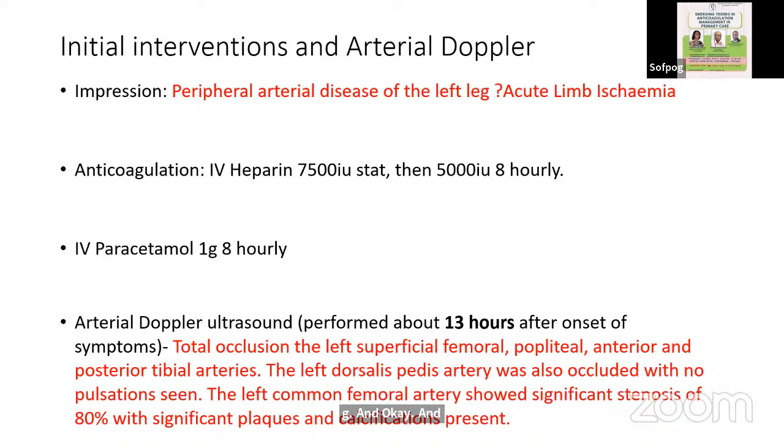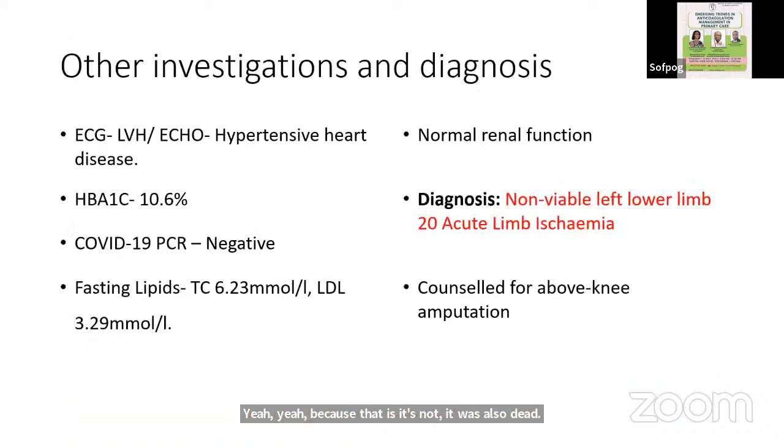The Doppler showed a total occlusion of the left superficial femoral artery; the popliteal, the anterior and posterior tibialis arteries were all occluded. The left dorsalis pedis artery was also occluded, and there were no pulsations. A bit higher up, the common femoral artery was about 80% occluded. There were other investigations that had been requested. Subsequently, the medical review told me that the ECG and echo were suggestive of hypertensive heart disease. The sugars were poorly controlled, as you can see in the HbA1c. COVID-19 PCR was negative, and renal function was unremarkable.